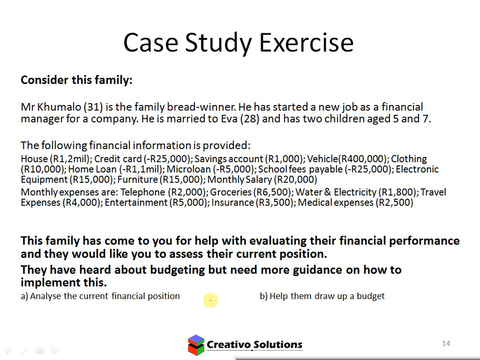All right. So last bit is the case study. I want you to think about the budget. So what are the Kamalos going to be? Mr. Kamalo is 31. He's the breadwinner. He started a new job as a financial manager for a company. He's married to Eva, 28. They have 2 kids, 5 and 7. So pretty much what we saw on that family not so long ago.